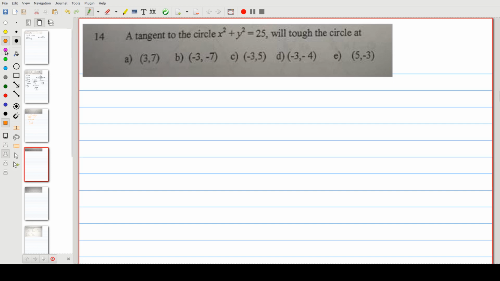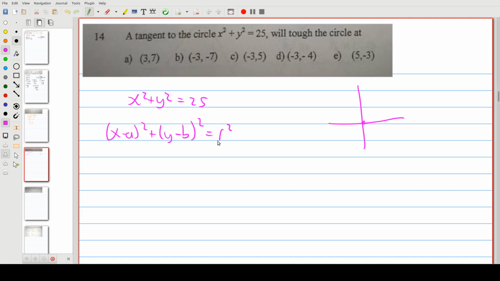Then question 14, a tangent to this circle. So we've got the circle x squared plus y squared equals 25, and what that means is we have a circle with a center of the origin, because our standard circle formula is x minus a squared plus y minus b squared equals r squared. In this case, the center of our circle is the value opposite of that sign for the x value and opposite of that for the y value. So it's x minus 0 squared and y minus 0 squared. So our center would be 0, 0. And then our radius squared is 25, so our radius would be 5.